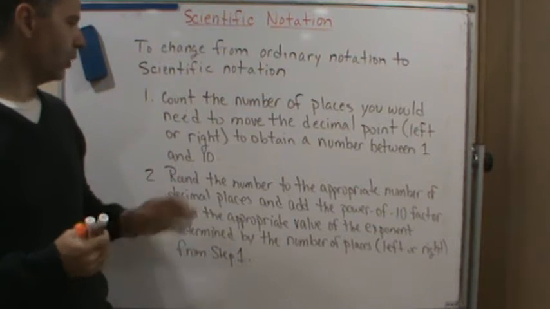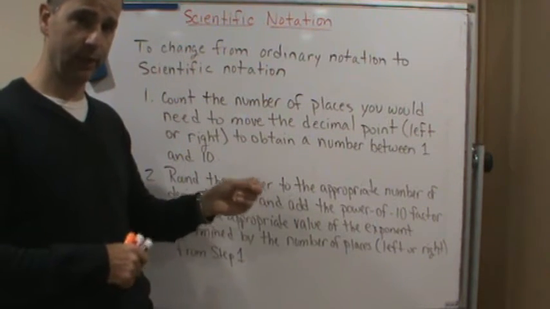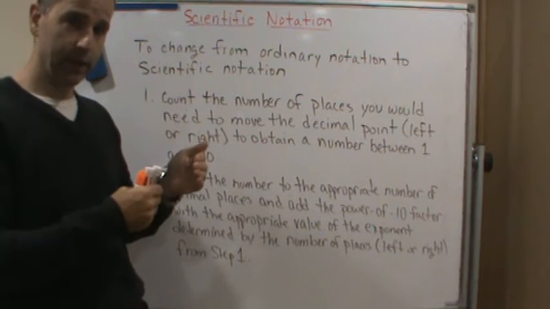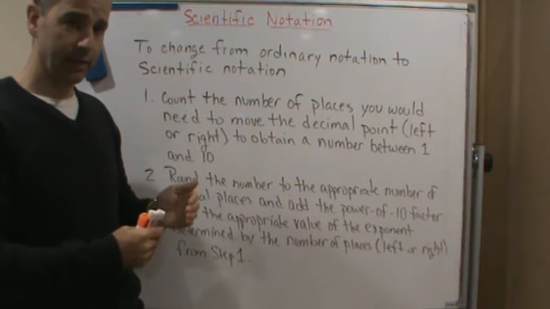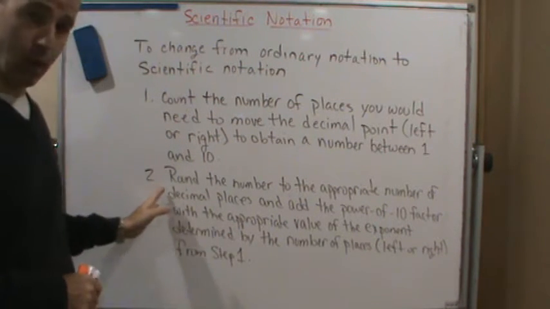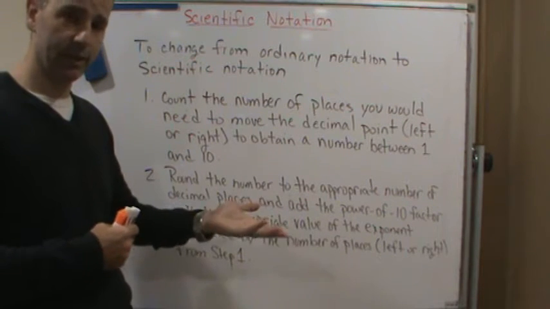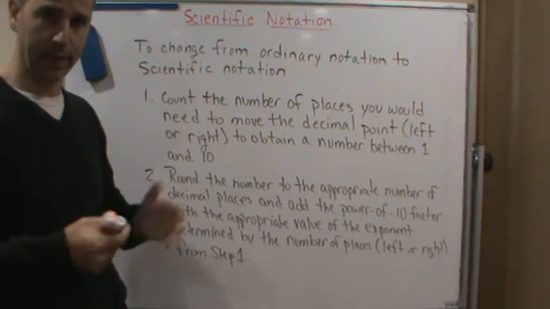Okay, so I'm going to count the number of place values that I would have to move the decimal point in order to obtain a number that's at least 1 but less than 10. Once I do that, then I'm going to round that number that I got to the appropriate number of decimal places that I'm asked to round to, whatever that may be.